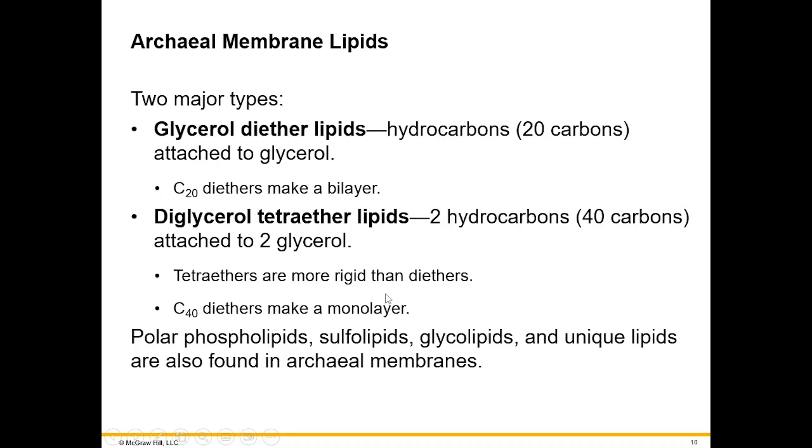So they are more rigid. That makes this monolayer, sorry, it's not a bilayer, it's a monolayer, this cell membrane layer stronger and rigid. It resists external forces and external stress. You also have polar phospholipids, sulfolipids, glycolipids, and unique lipids found in these archaeal membranes.